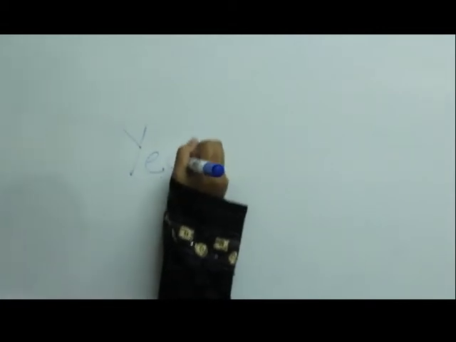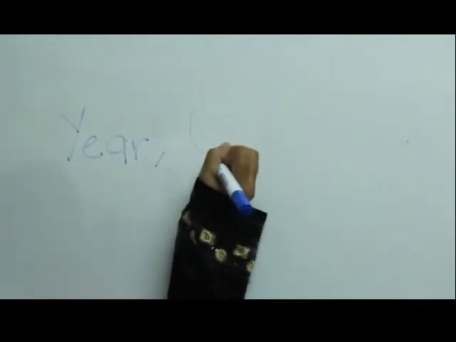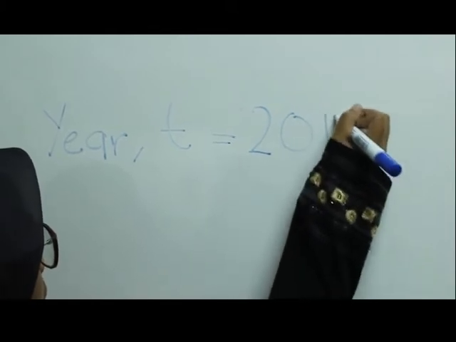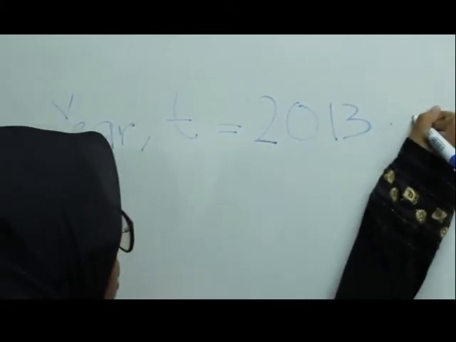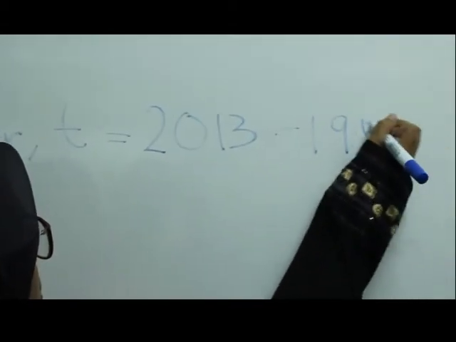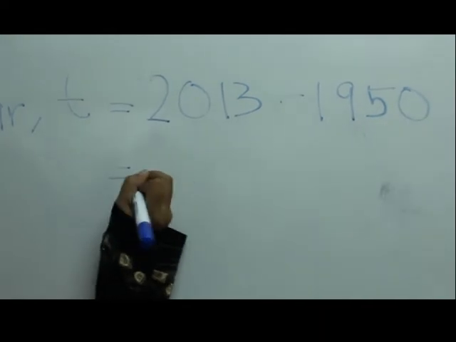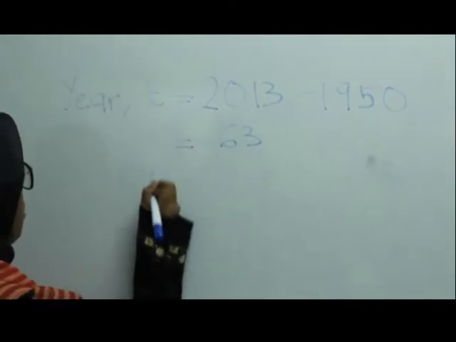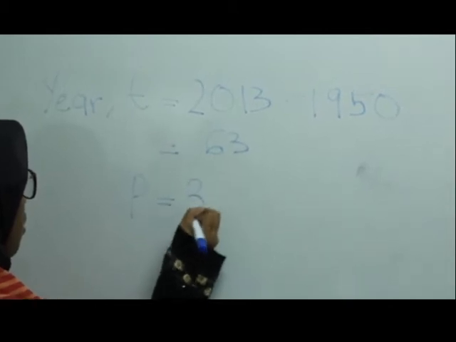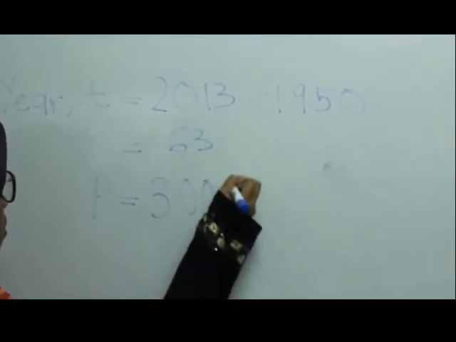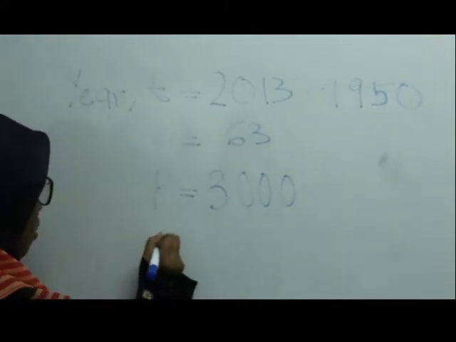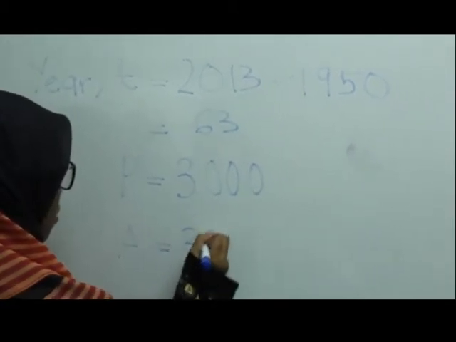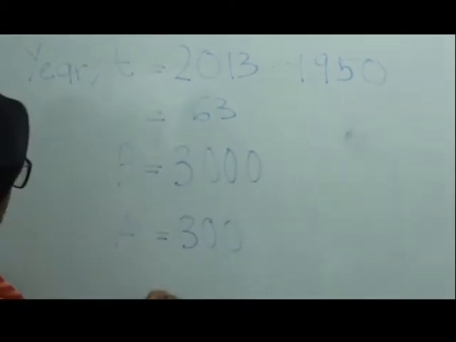Firstly, we're going to find out the information that have been given from the equation. So for the year, which is also time, is 2013 minus 1950 is equal to 63 years. As for the initial amount of the Malayan tiger, which is 3,000 tigers, and the ending amount of the Malayan tigers is 300. And what we're gonna find out is the R, the extinction rate of Malayan tiger.